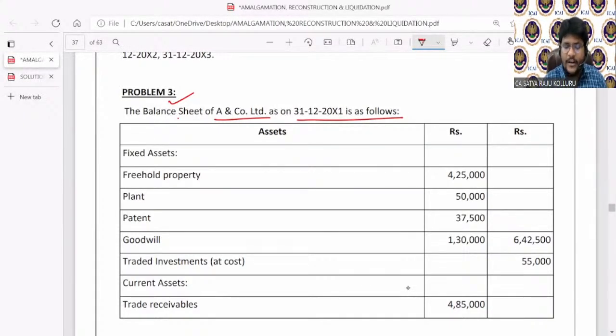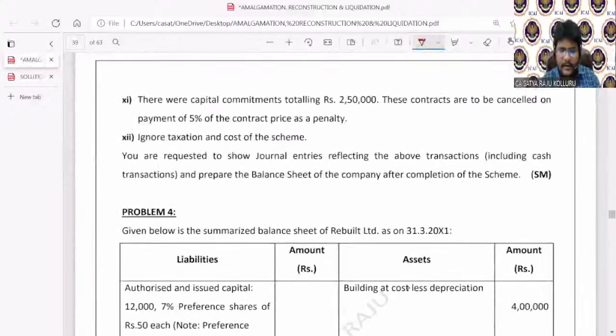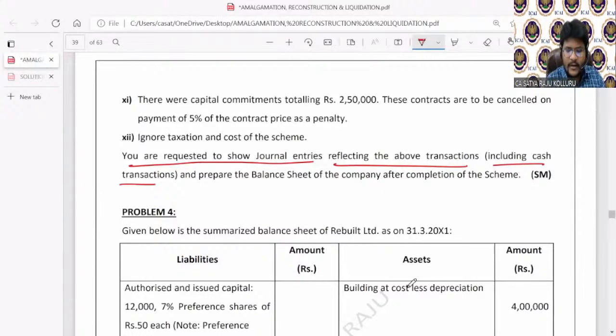Which is the balance sheet as on 31st December 2011. First, I will go to the end. Then I'll read the remaining content later. You are requested to show the journal entries reflecting the above transactions, including the cash transactions, and prepare the balance sheet of the company after completion of the scheme.